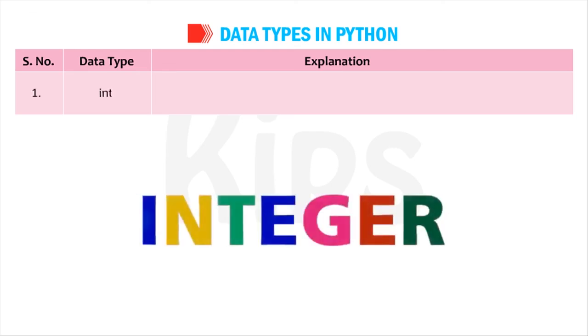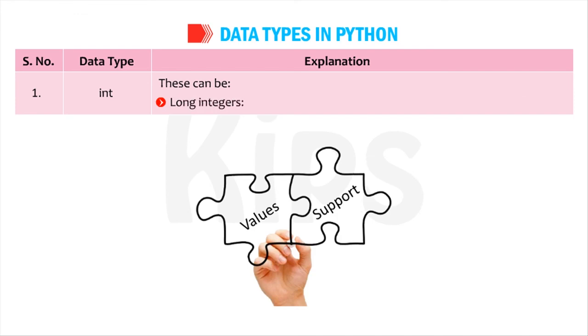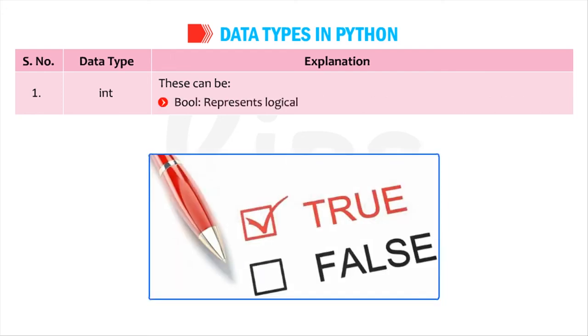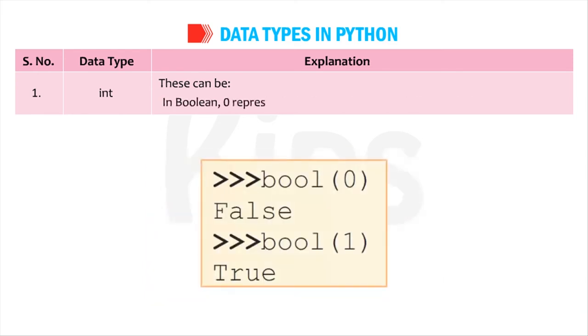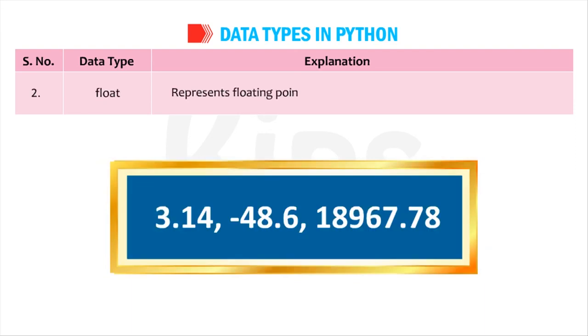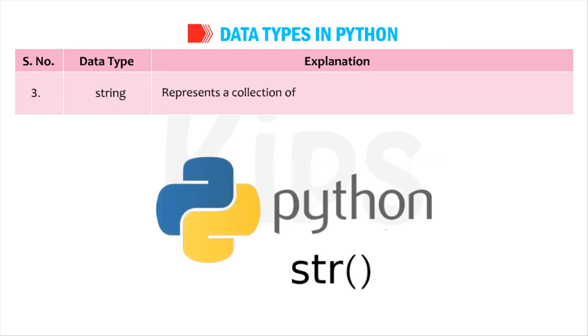1. Number. Integer. It is used when you have to work with whole numbers, positive or negative. Long integers support the values that lie beyond the range of plain integers. Bool represents logical values in the form of true and false. In Boolean, 0 represents false and 1 represents true. 2. Float represents floating point values. 3. String represents a collection of characters enclosed within single or double quotes.